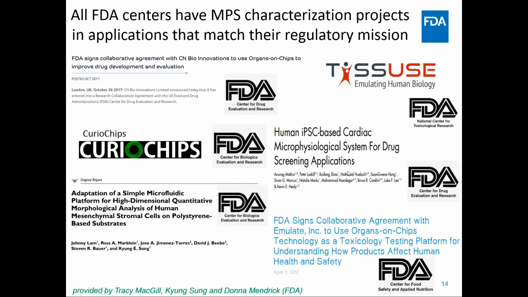In addition to our collaborative agreement with CN Bioinnovations, we're also collaborating with the Healy lab in Berkeley with the use of iPSC-based cells for microphysiological systems. And CFSAN, Center for Food Safety and Applied Nutrition, they have an agreement with the company Emulate.